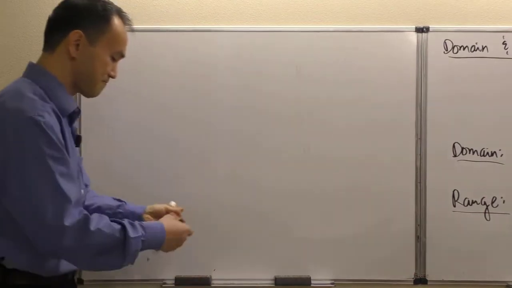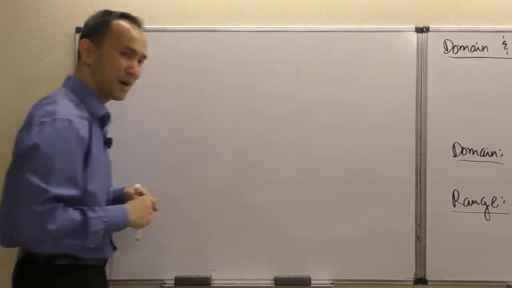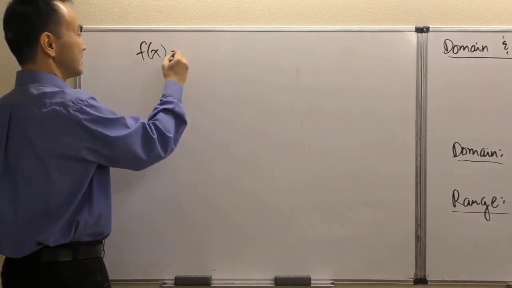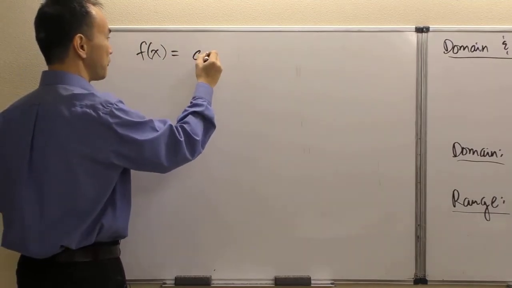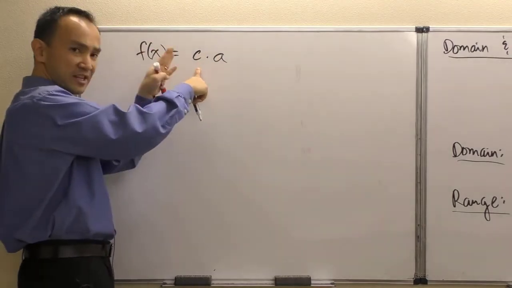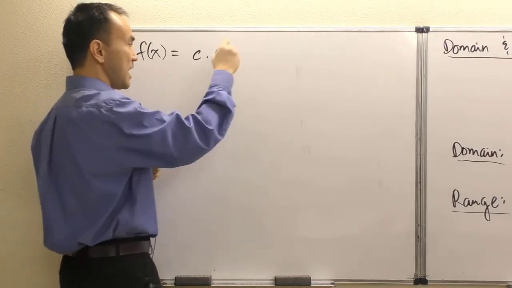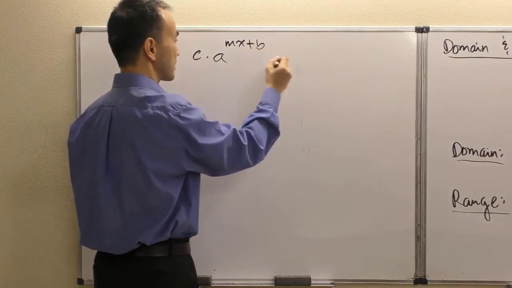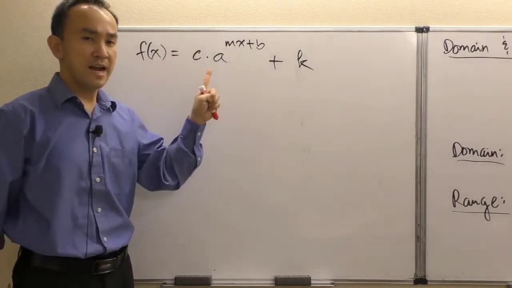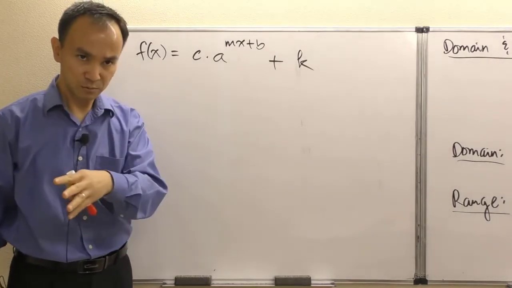And so, previously, when I taught about exponential functions, recall that any function in the form of a coefficient c times the base a. This coefficient could be positive or negative, but a to the mx plus b, and then after that we add a constant k. I had this definition back in my teaching on exponential functions.